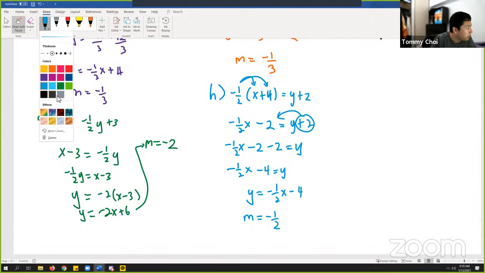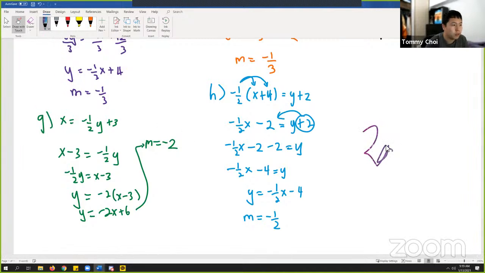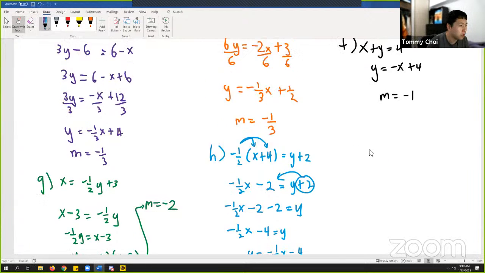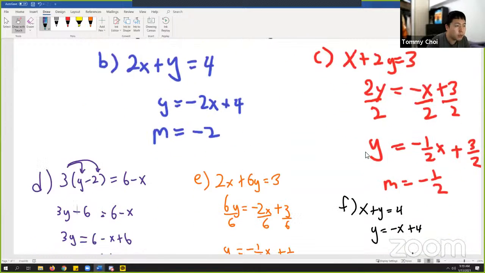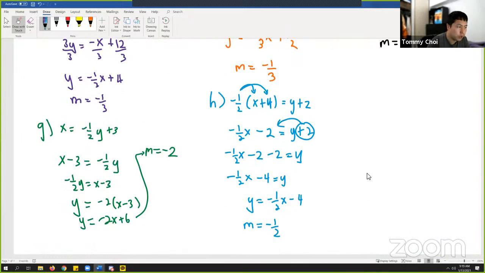Our very final question, we'll do it in gray. Or should we do it? What does this look like? Wow, fancy, nice. We'll do a fancy pen for the last one. Sure, let's just do that. All right, x plus y over 2 equals 3.